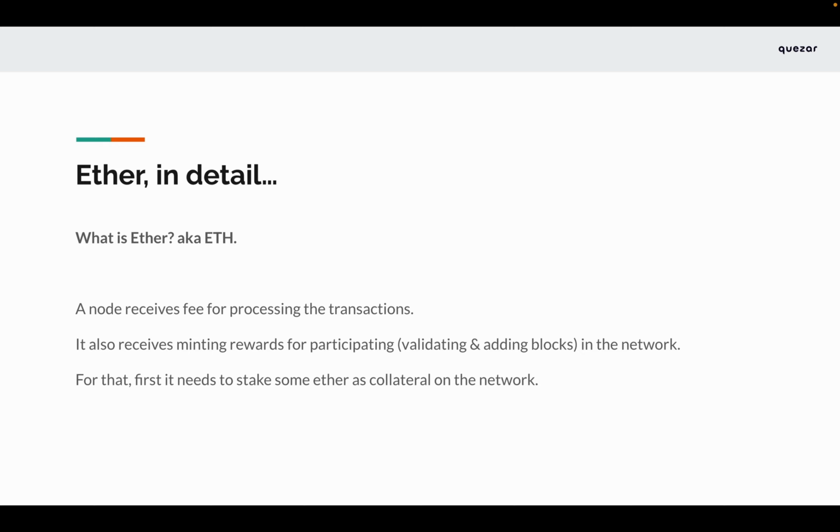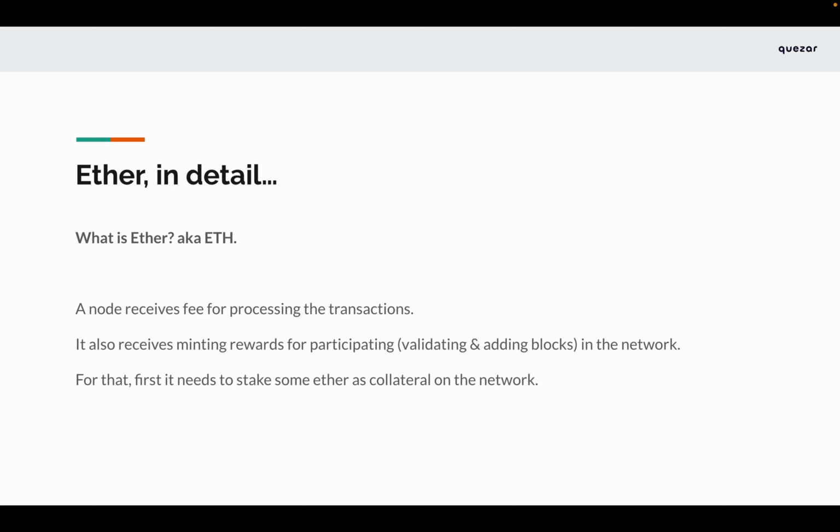In order to participate in the process of validating and adding blocks to the network, the node first needs to stake some Ether as collateral on the network. This is done so that the node doesn't act in any malicious way, because if they have a collateral logged on the network, which is 32 ETH at the moment, and they are found to be doing something fishy, all of that collateral is slashed to zero.